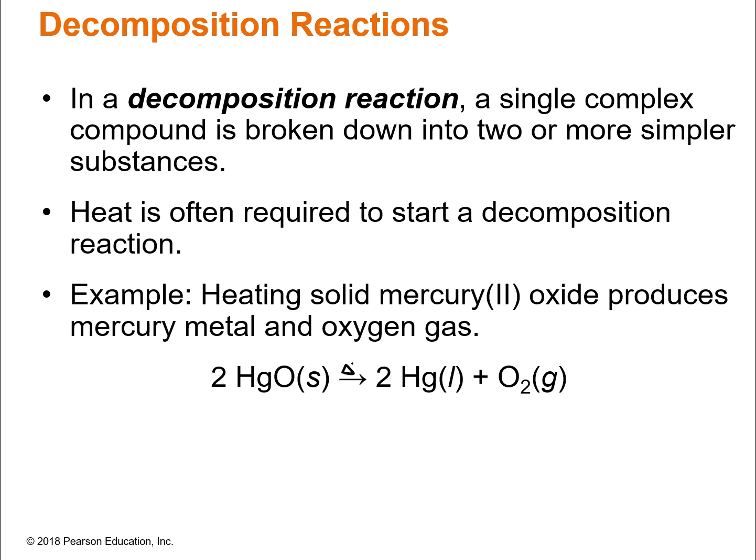An example of a decomposition would be taking solid mercury(II) oxide, and then you heat it and it decomposes to make liquid mercury, which is strange. It exists as a liquid naturally. And you also generate oxygen gas. So you're taking one complex reactant and breaking it down into two simple products. Questions about that? Let me know if we're ready to move on.